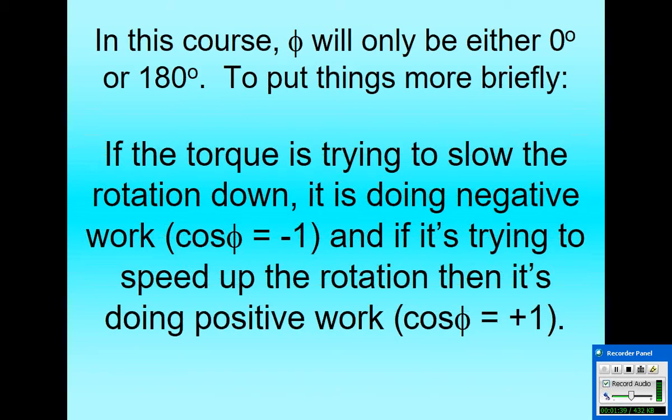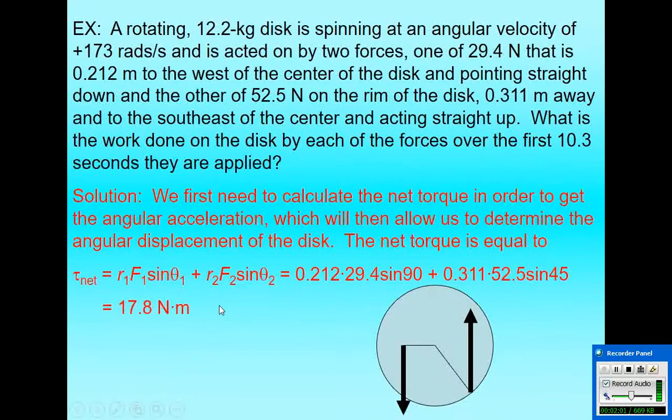So as far as this course is concerned, in angular motion, work is equal to the magnitude of the torque times the magnitude of the change in angular displacement measured in radians, and then it's either positive or negative depending on whether it's trying to speed it up or slow it down. Let's take a look at an example.